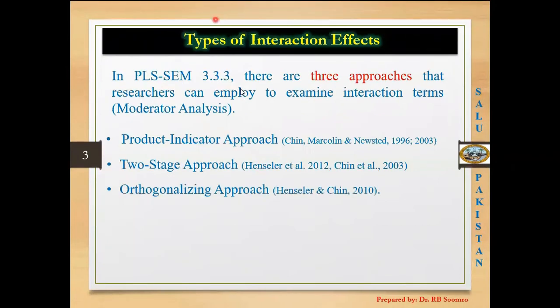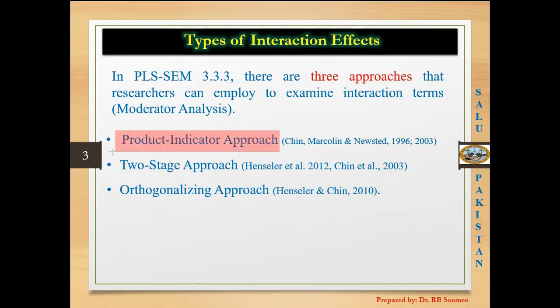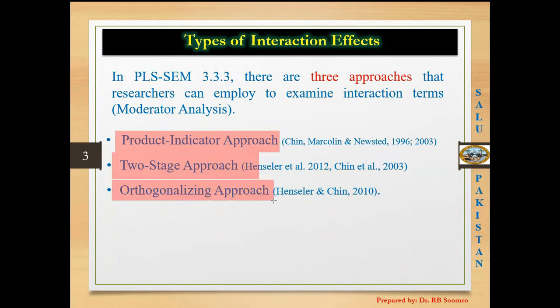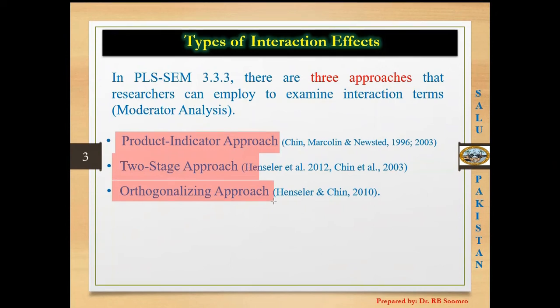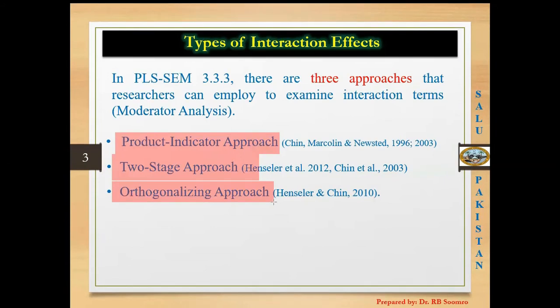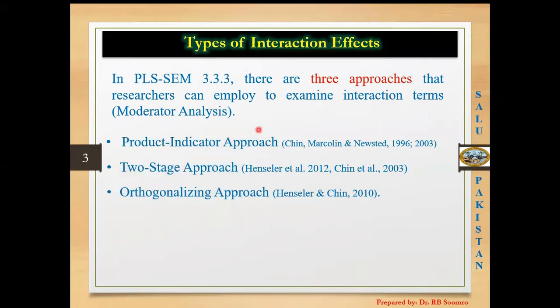Okay, and then PLS-SEM basically offers you three approaches which you can adopt for moderating approaches to analyze your data. The first one is the product indicator approach, the second is the two-stage approach, and the third one is the orthogonalizing approach. So these are the three approaches that Smart PLS offers to you. My video number 23 on the product indicator approach is available, video number 24 is available on the two-stage approach, and video number 25 is also available on the orthogonalizing approach.